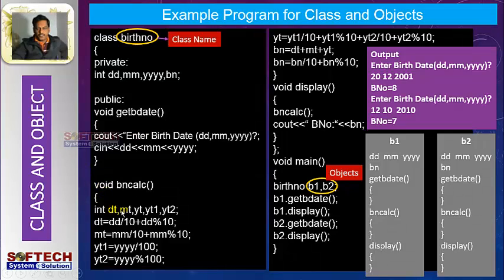The next function is void calc. This function helps to calculate the birth number from the birth date. These are the local variables, that is integer dt, mt, yt, yt1, yt2. These variables are for internal calculation. Their scope is available within this function only. We cannot access these variables outside of this function.